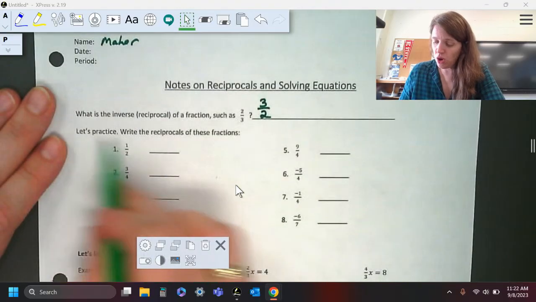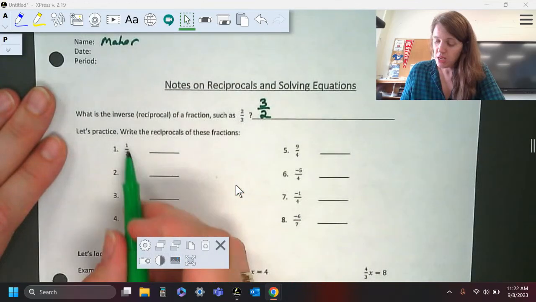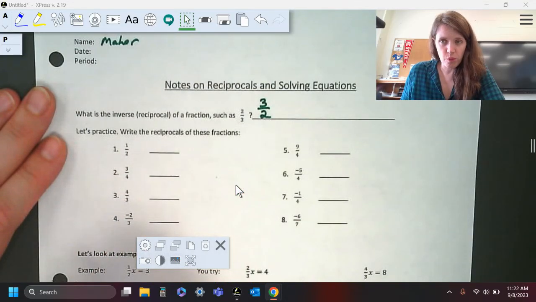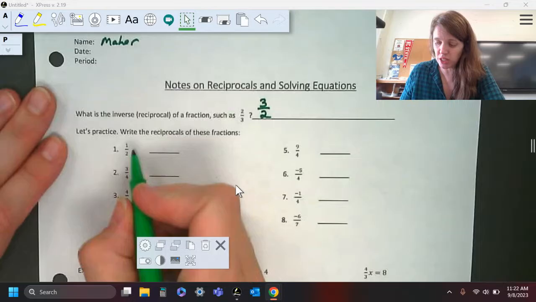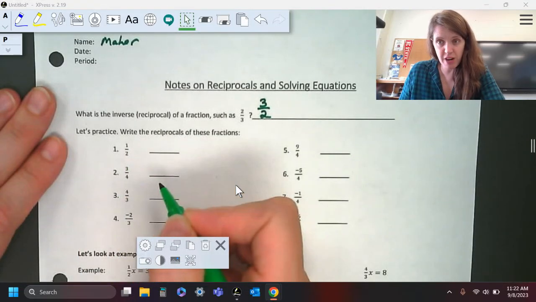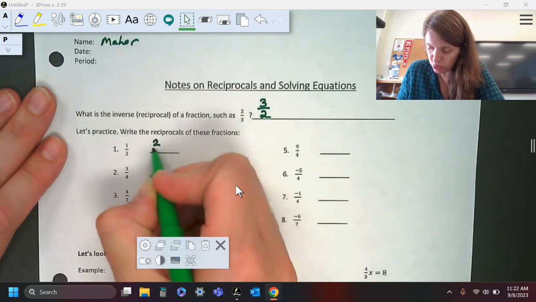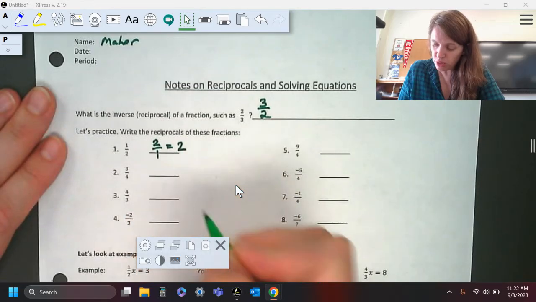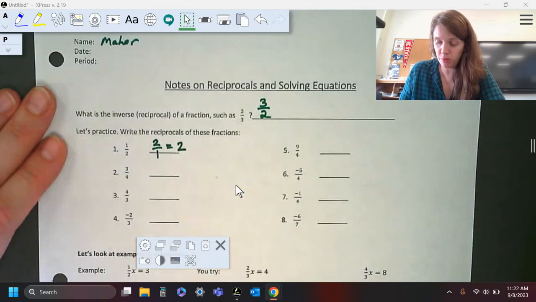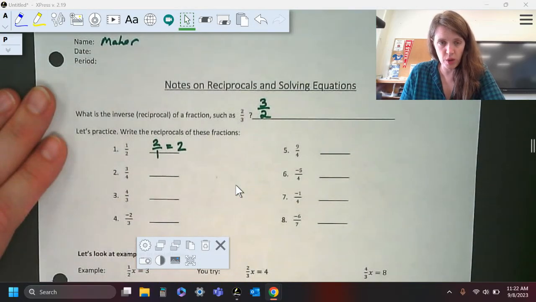All right, so let's practice. Write the reciprocals of these fractions. So I have 1 over 2. When I think about using a reciprocal fraction in an equation, I'm going to use the opposite fraction. Inverse means opposite. So what is the opposite fraction? It is 2 over 1. Is 2 over 1 equal to 2? Yes, because 2 divided by 1 is equal to 2. So I could use 2 over 1, or I could use 2 in the equation.